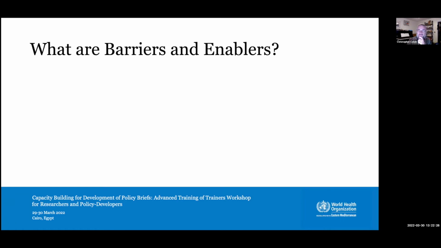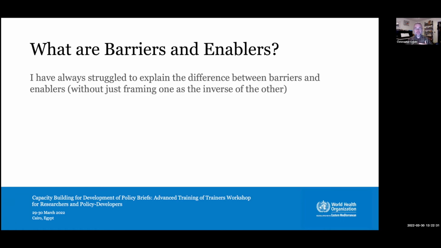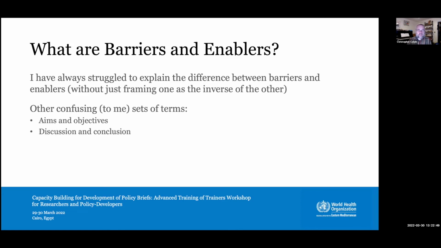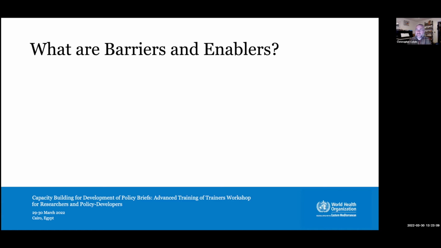So first, let's define what barriers and enablers are. I've always struggled to explain the difference between these two without just saying that one is the opposite of the other. And there are other confusing sets of terms to me, like aims and objectives, discussion and conclusion, vision and mission, inclusion and exclusion criteria. I know there are defined differences between these sets of terms, and between barriers and enablers there are some ways to distinguish, but I've never found that distinction quite clear.